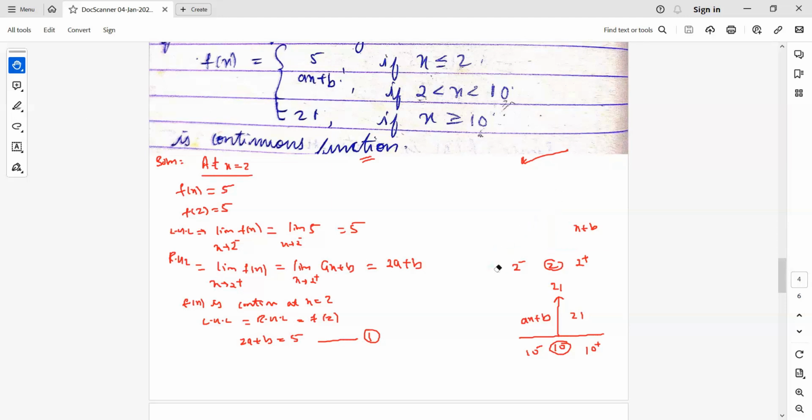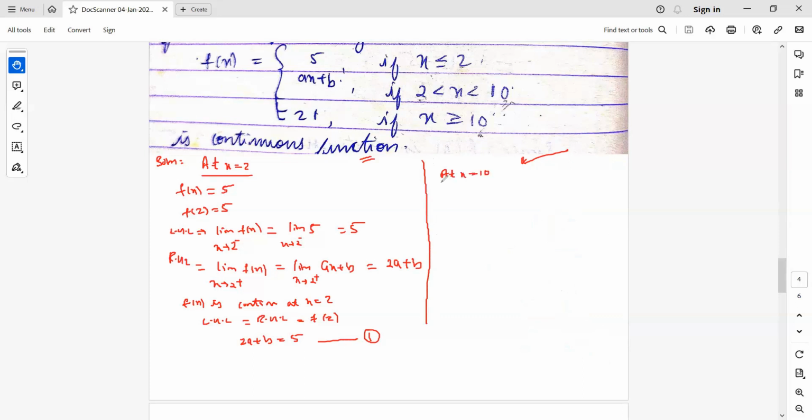This rough figure I'm taking out. Okay, so for the second equation we need to get, we again need to discuss the continuity at x is equal to 10.